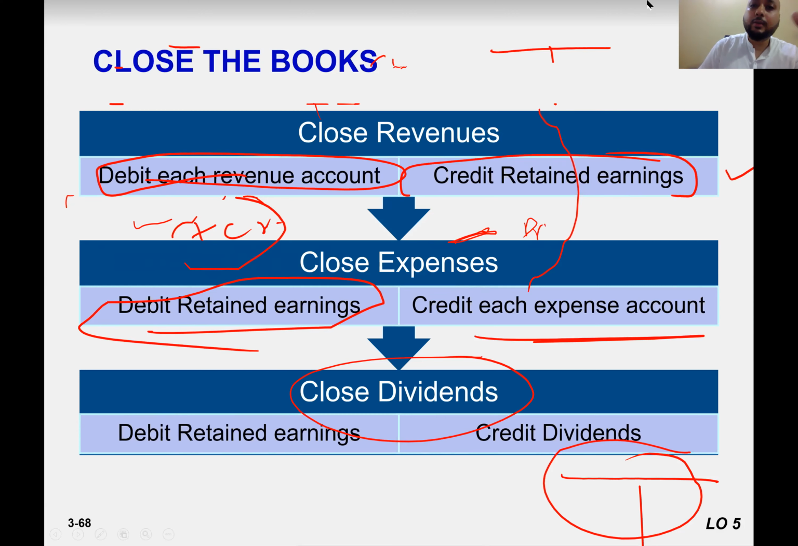So here we go. If we want to close, for example, we have revenue here, which is, for example, 5,000. How are we going to close it? First of all, we find out the balance. So the balance is 5,000 here. We know that this is a credit balance, right? We close it so that nothing remains, right?